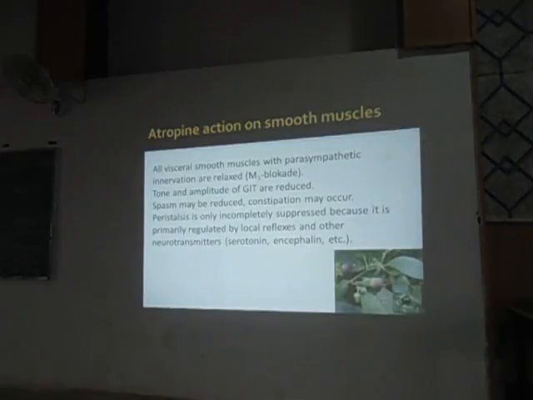It decreases the secretion, it decreases the vomiting, and also there is no defecation. So you can control those things. Spasm and constipation may occur, as peristalsis is incompletely suppressed. Still, it is helpful. So this is the atropine plant. We are keeping it in your spotters, that's why.